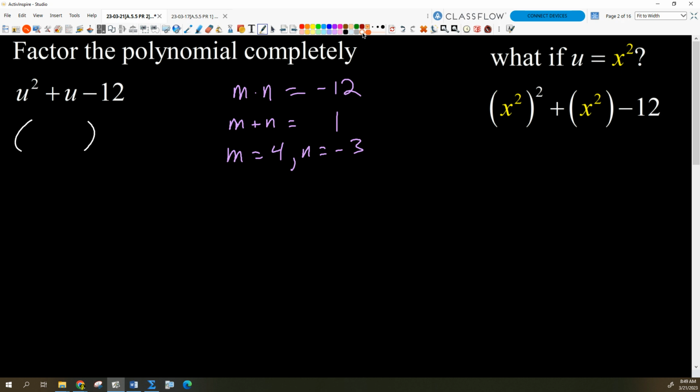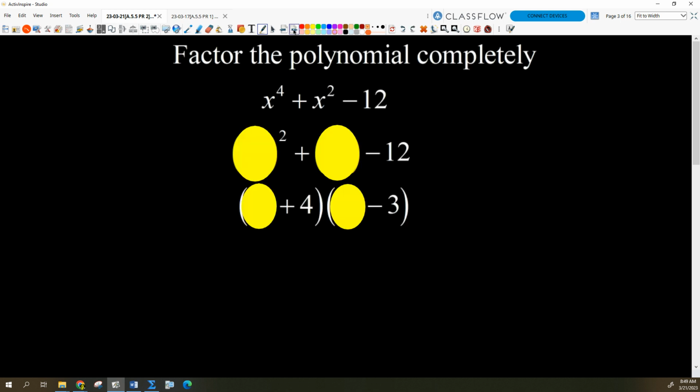We know if we break this apart, those would have to be u's, wouldn't they, right? So when I distribute, I'd get a u squared, and my magic numbers would just be plus 4 and minus 3, and I'd be done, right? Okay. Well, what if we swapped out the u's? Instead of having the u's there, what if I plugged in x squareds instead, right?